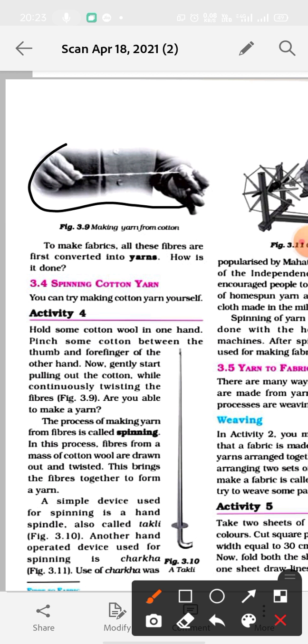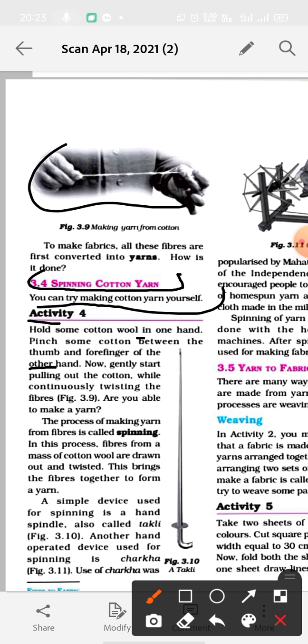Now our next topic is 3.4, spinning cotton yarn. You can try making cotton yarn yourself. आप cotton yarn खुद से भी try करके बना सकते हो. Now the next topic is activity 4. Hold some cotton wool in one hand. Pinch some cotton between the thumb and forefinger of the other hand.